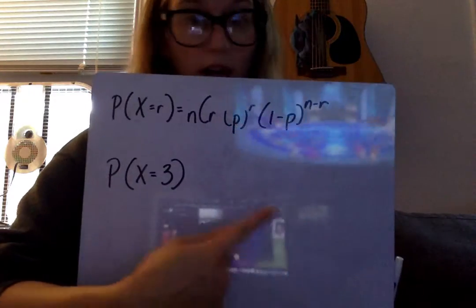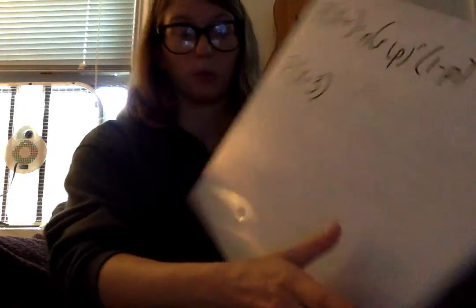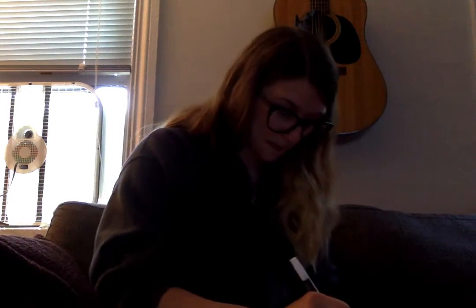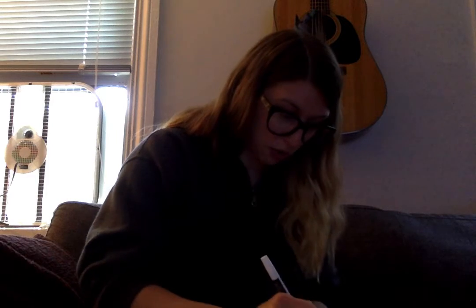So let's fill out everything we know. All right, we know there's 5 people, and we're choosing 3 winners. We know the chances of winning is 0.25, and 3 people are going to win. We know the chances of losing are 0.75, and we know 2 people are going to lose.